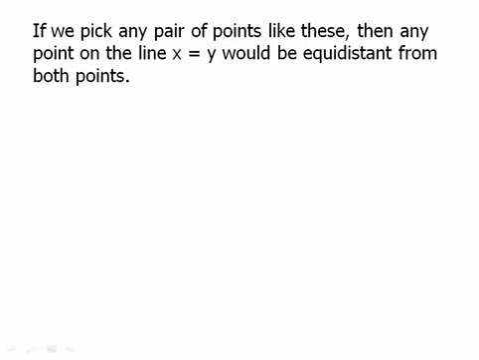If we pick any pair of points like these, then pick any point on the line y equals x, that point would be equidistant from the pair because it's a point on the mirror line. And as we said above, any point on the mirror line is equidistant from the original point and its reflected point.